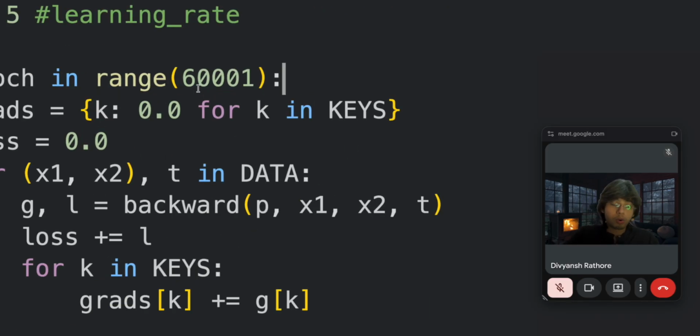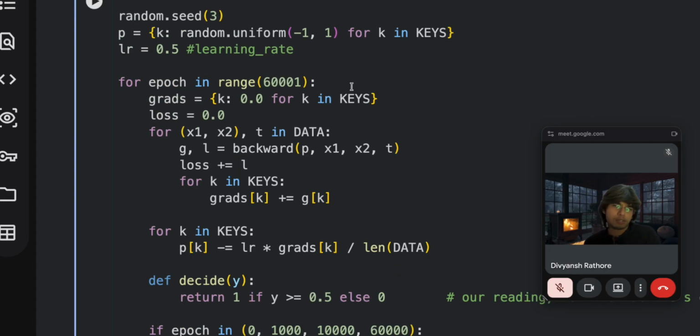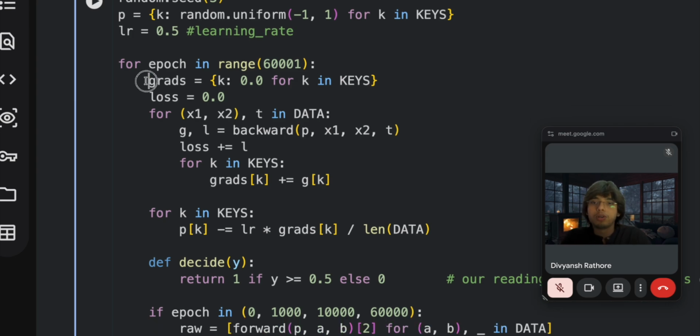Now for epoch, you remember this term. Now I'm doing the whole cycles. I'm doing that for 60,000, but in this case we don't need this many epochs because I think the network would be able to learn it much before 60,000. Okay. So these are the gradients. We are putting the gradients at 0 and the loss at 0.